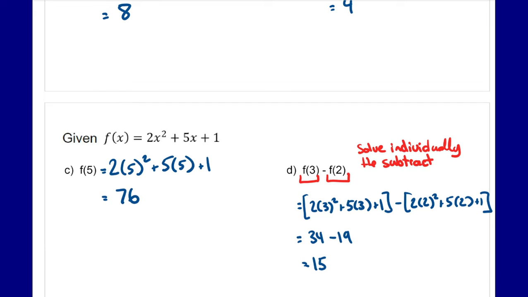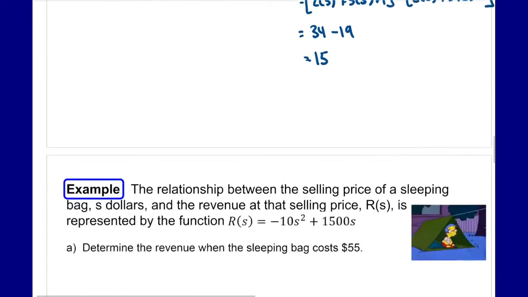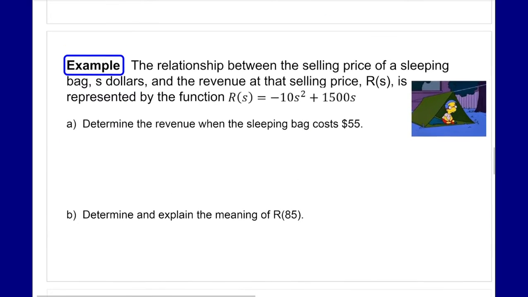So again, we can go through different steps like that, where we might have to solve a function for one value, solve it for another value, and then subtract. So different scenarios come up. We're going to look through a couple of examples.